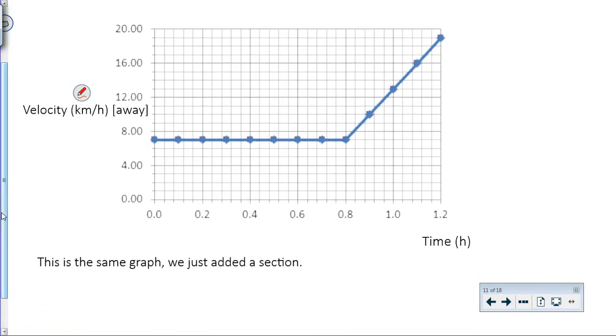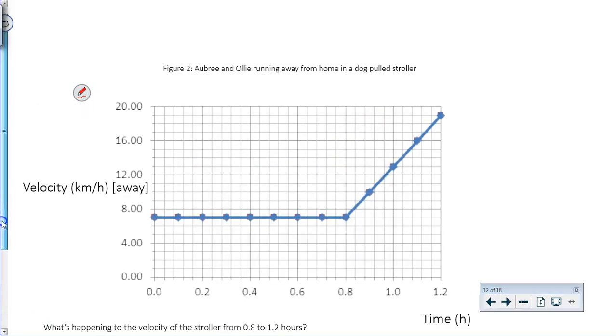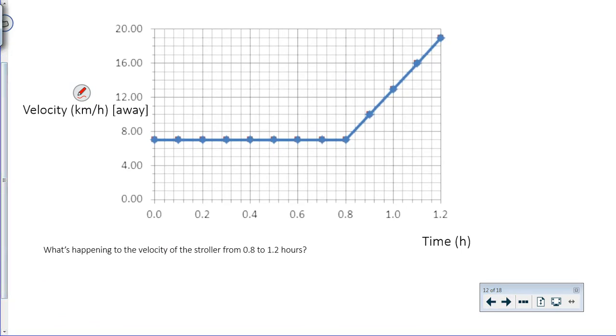So this is the same graph. We just added a section, as we mentioned before. What's happening to the velocity of the stroller from 0.8 to 1.2 hours? So again, we have 0.8, 1.2. From this section, what do we notice? Take a second to think about it. The velocity goes up. At this first section, we have roughly about 7 kilometers an hour. And up here, we're all the way up to 19 kilometers an hour. So we know velocity changed over a given time period. It's pretty good.